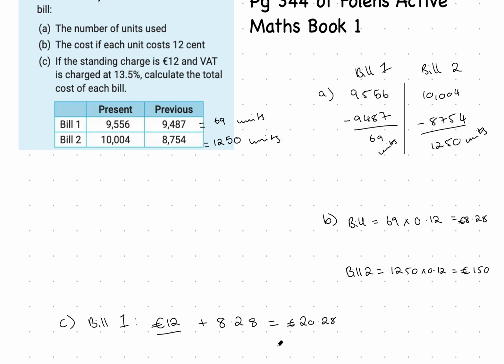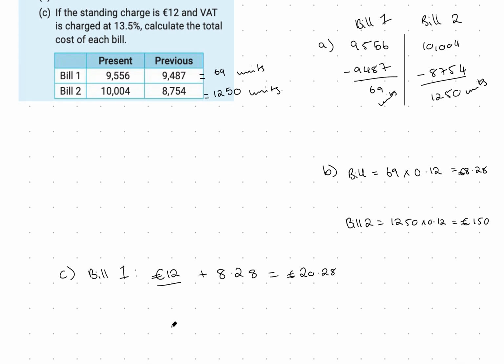Now on top of that, we're going to add our VAT. So I'm going to have 20.28 multiplied by 0.135, and where am I getting that from? That 0.135 is coming from here. That is the decimal form of 13.5%. So when I multiply, I get 2.74. So this is going to be the VAT.